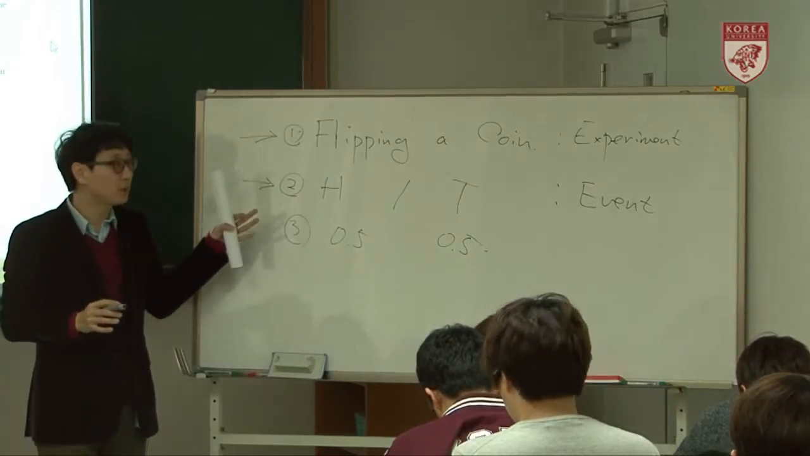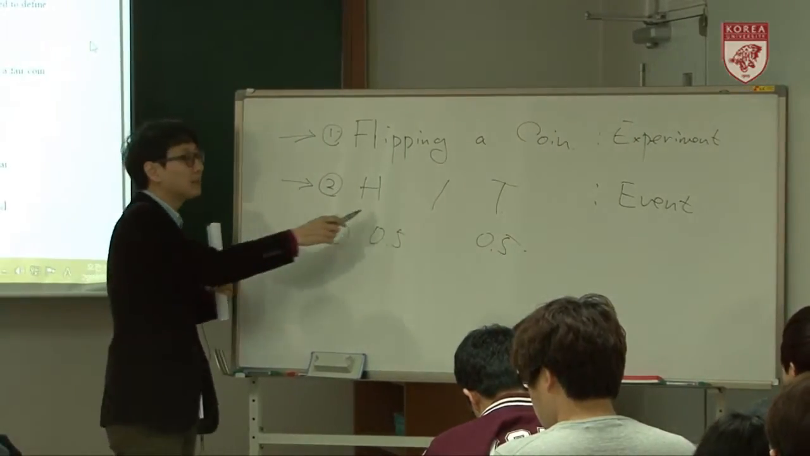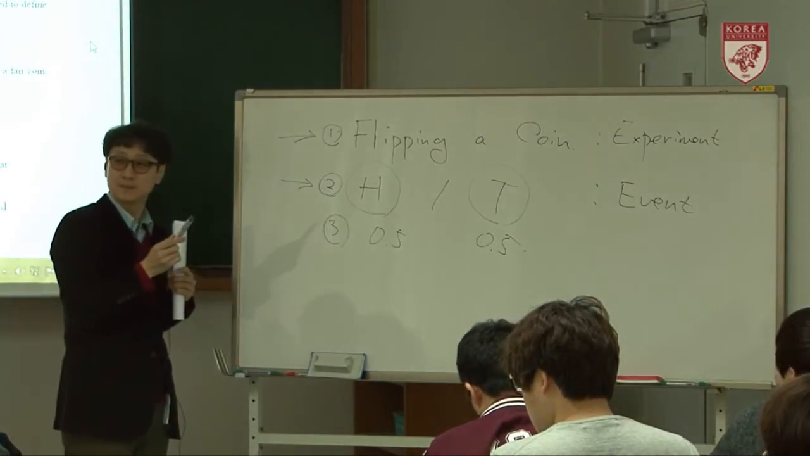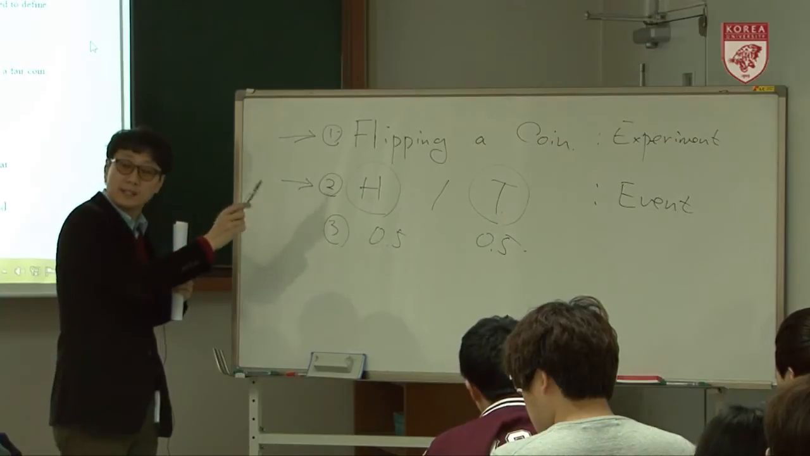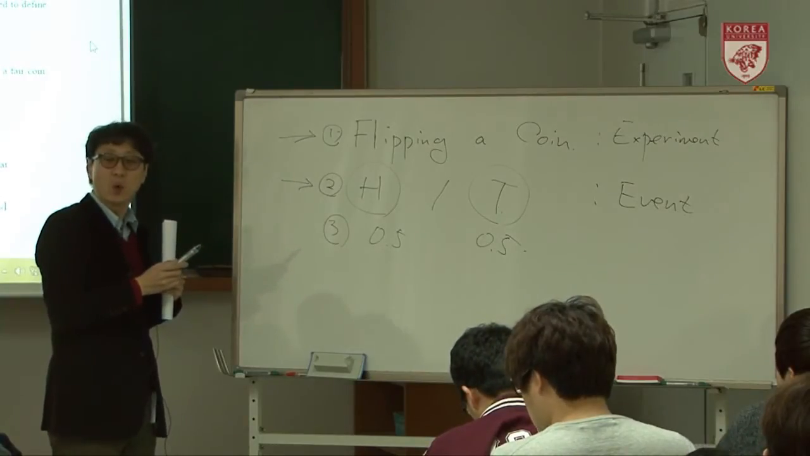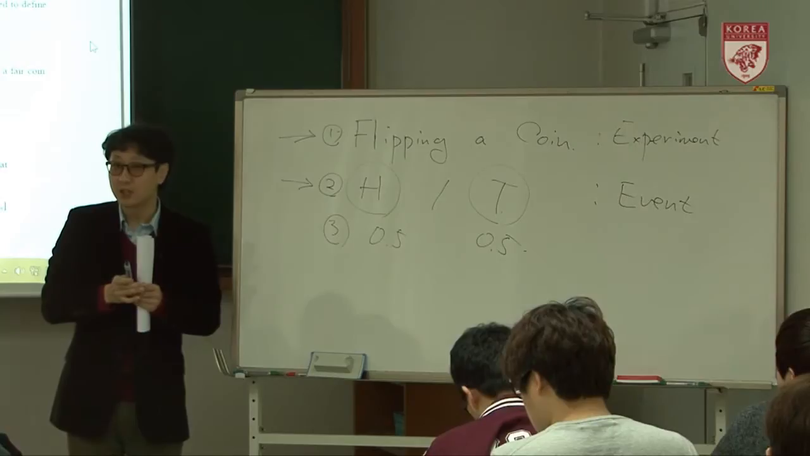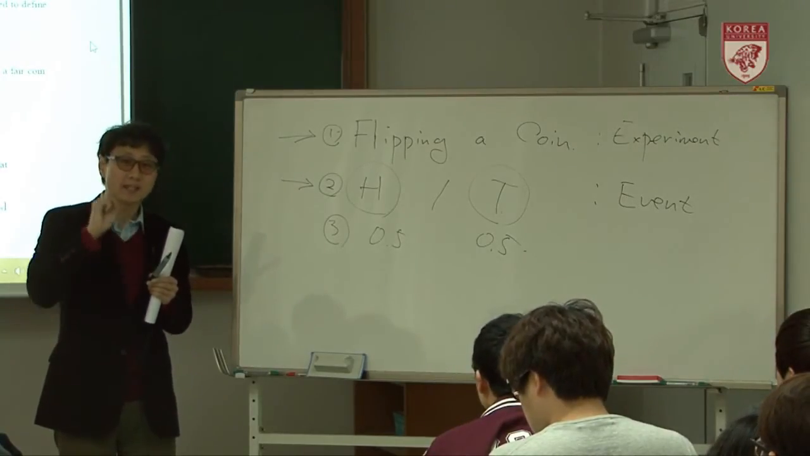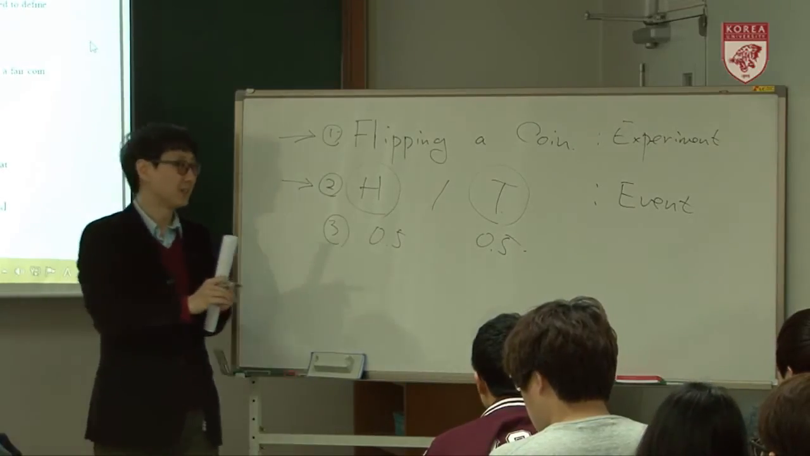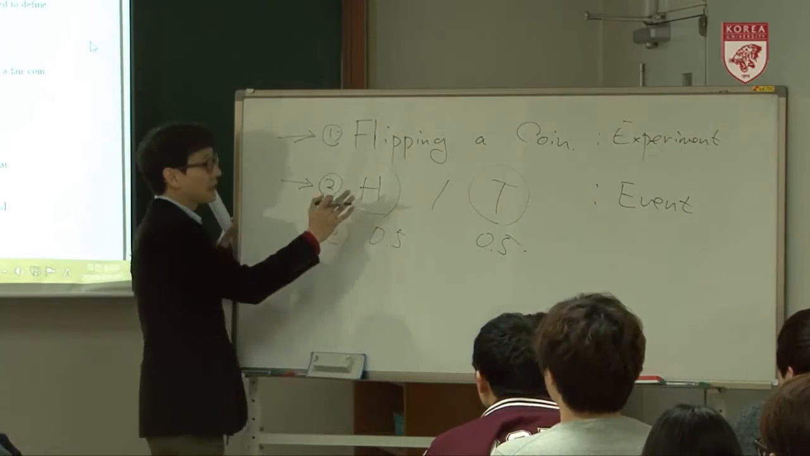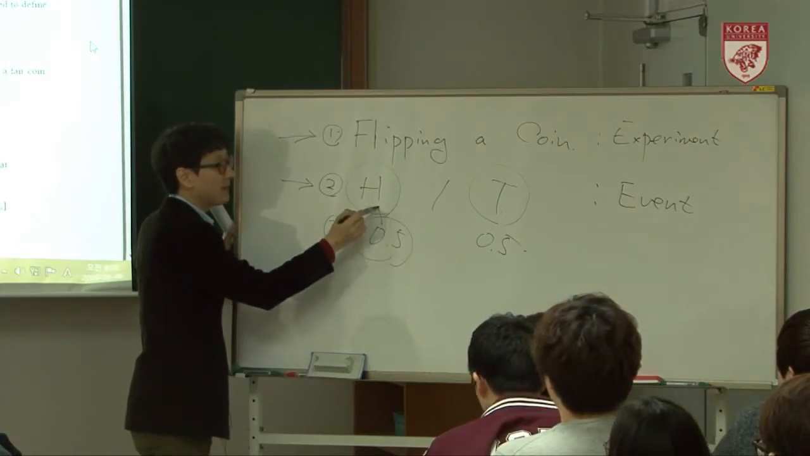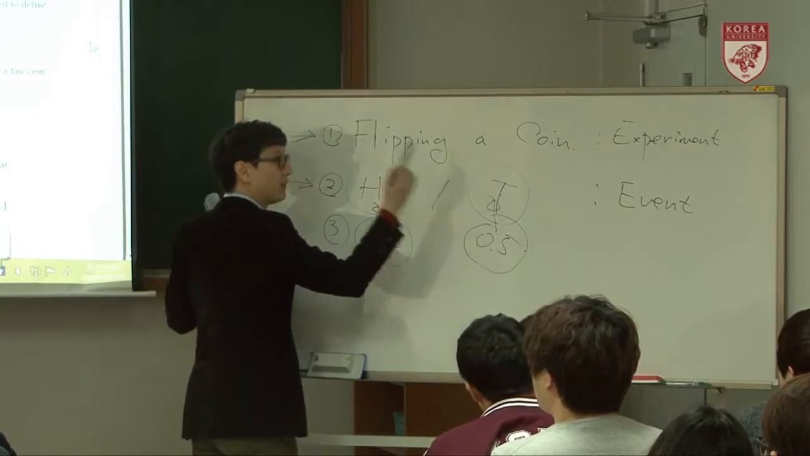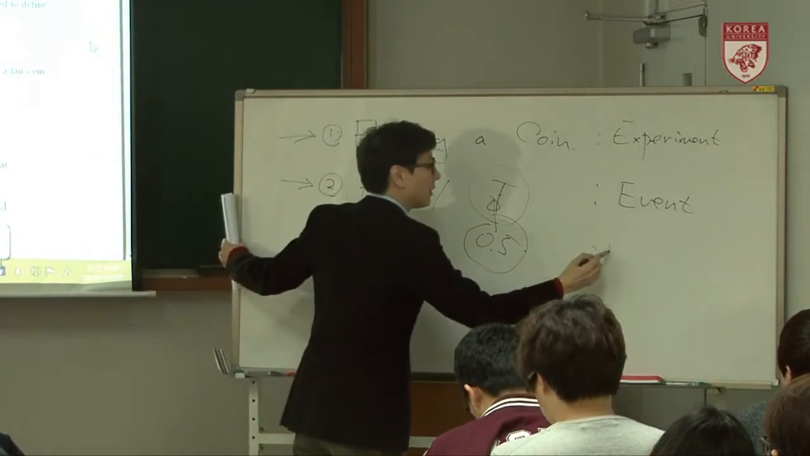So in this experiment, we have two events. One event is head, the other event is tail. And each event has its own probability measure. So we assign a certain number as its probability. For the event of head, we assign 0.5. And for the event of tail, we assign 0.5. This is a probability measure.